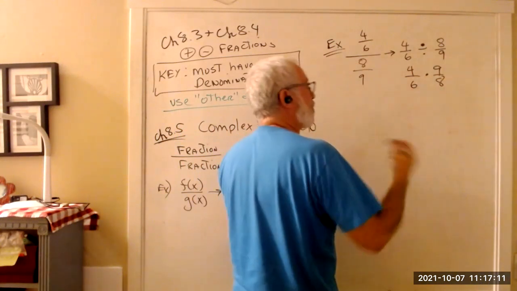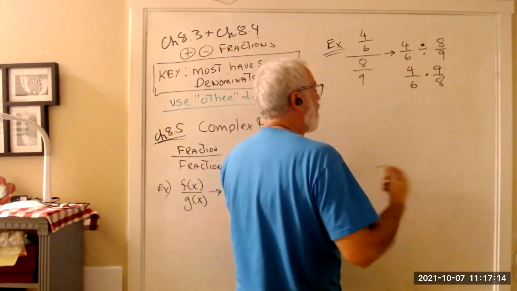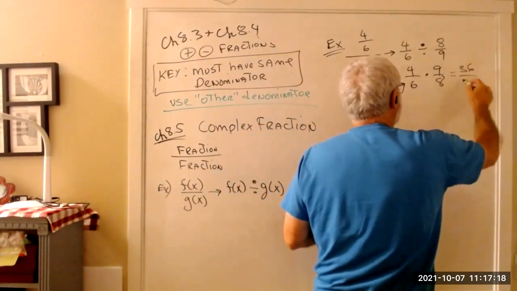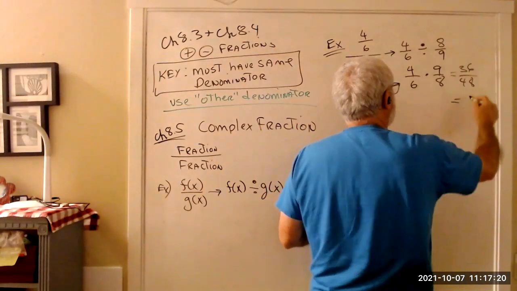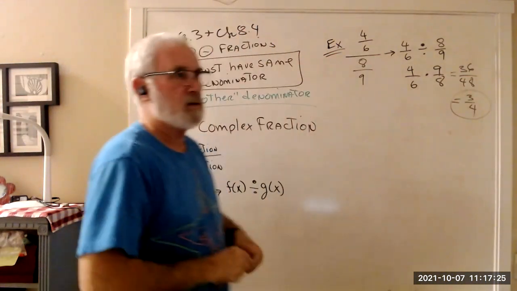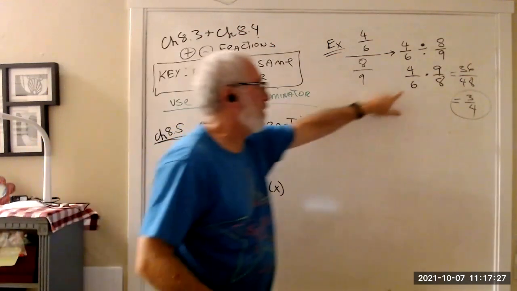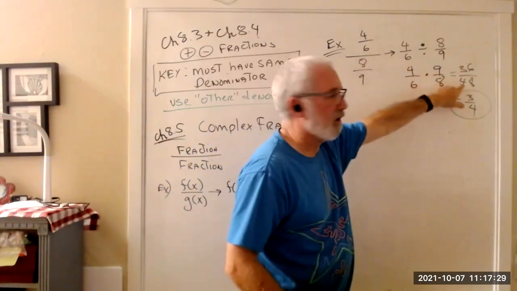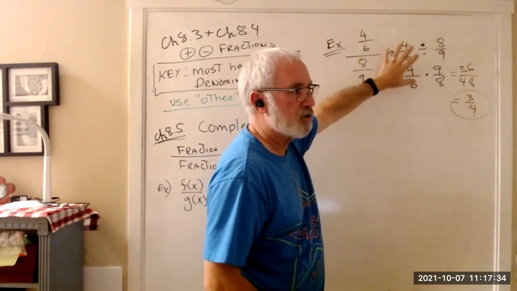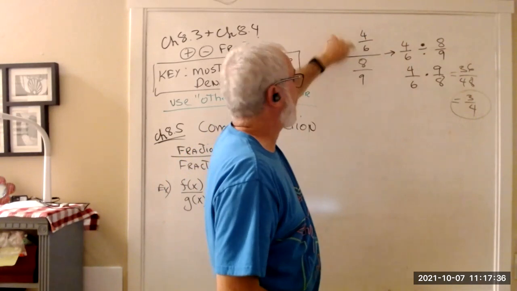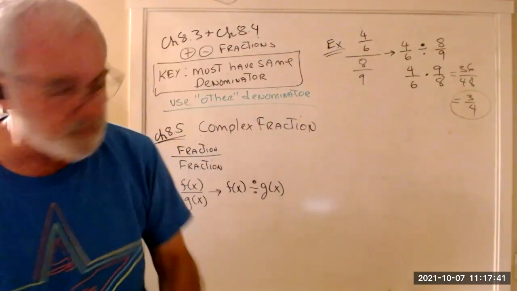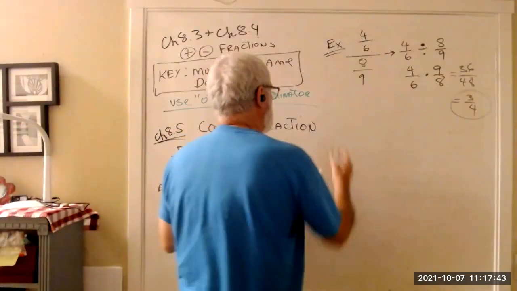We've talked about cross-canceling, reducing, all kinds of things. This is 36 over 48, which reduces to 3 over 4 eventually. You can do all that. Whether you cross-cancel or use your calculator, when it's arithmetic numbers, you can use your calculator. Your calculator will do all that. But what if it's not arithmetic numbers? What if it's something like this?